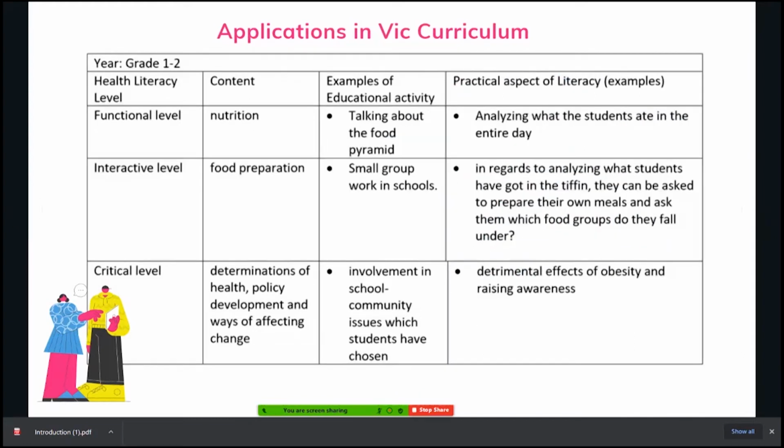large. Next, this is grades 1 and 2, and the main content is nutrition. The functional aspect would be what did the students eat? So asking them the question. Then the interactive would be they would be able to prepare their own meals and label the different food groups. Critical being the understanding of the detrimental effects of obesity and raise awareness through going to the community center.